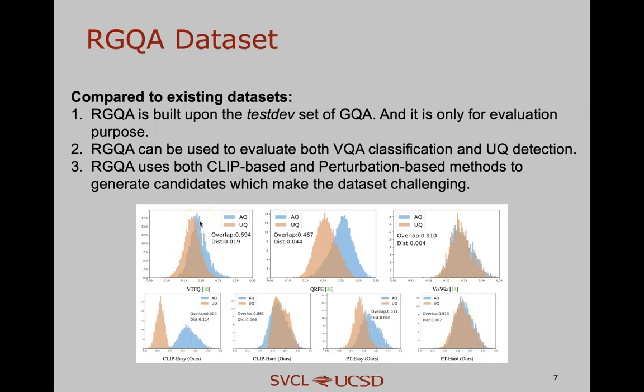We further show the distribution plot of clip similarity score between images and questions for both previous datasets on the first row and our datasets on the second row. For clip-hard and PT-hard, we have a large overlap between answerable and unanswerable image question pairs, which make them challenging.